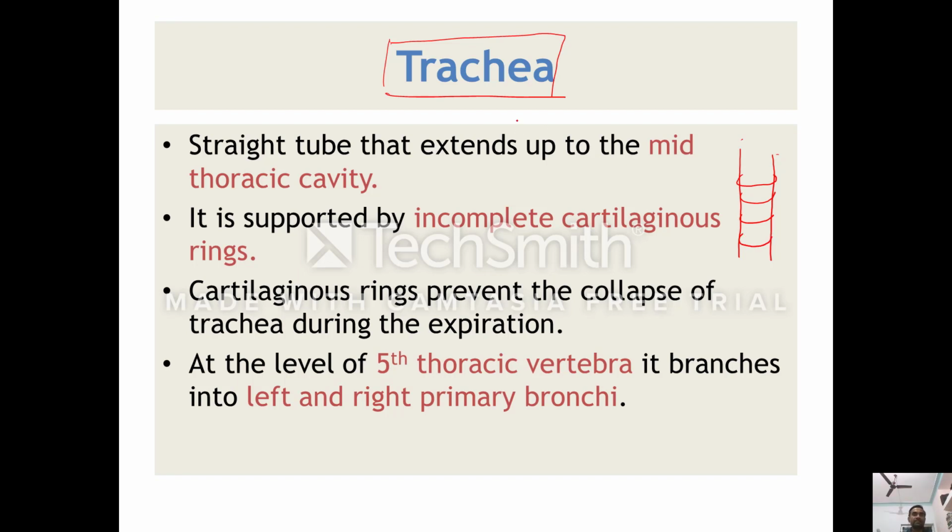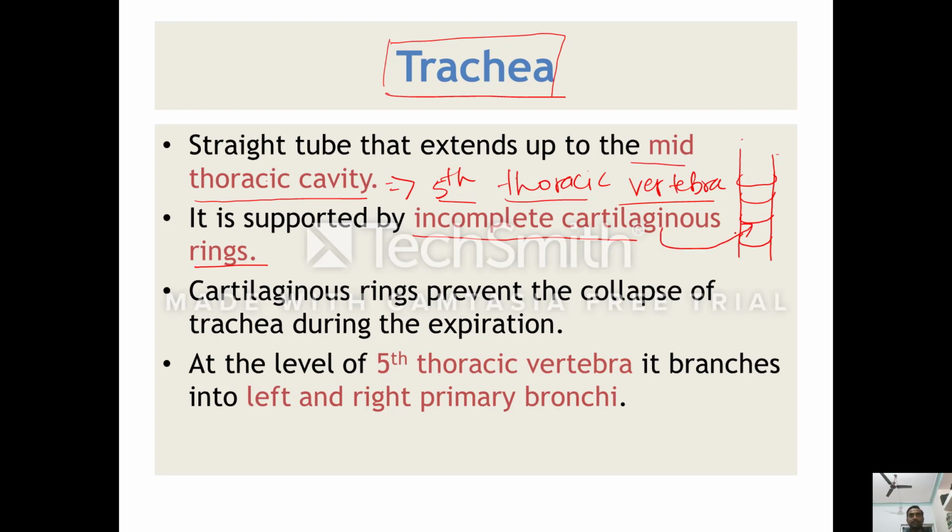This is the straight tube that extends up to the mid thoracic cavity. It extends up to the fifth thoracic vertebra, and it is supported by incomplete cartilaginous rings. So these are the incomplete cartilaginous rings.